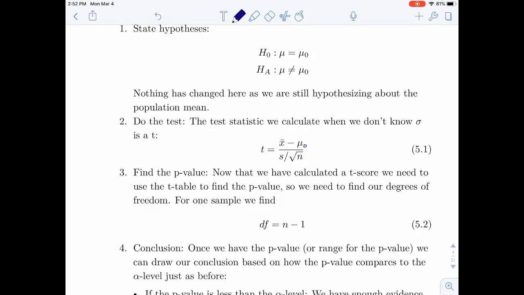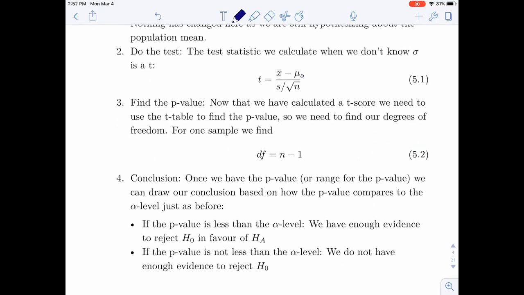So in terms of the actual calculation, nothing's changed from a z to a t. It's just the information that we're putting in there is a little bit different. Step 3. You find the p-value, right? And like we just said, we're going to use the t-table, and for one sample mean sigma unknown, we use degrees of freedom n minus 1. And that's on your formula sheet.